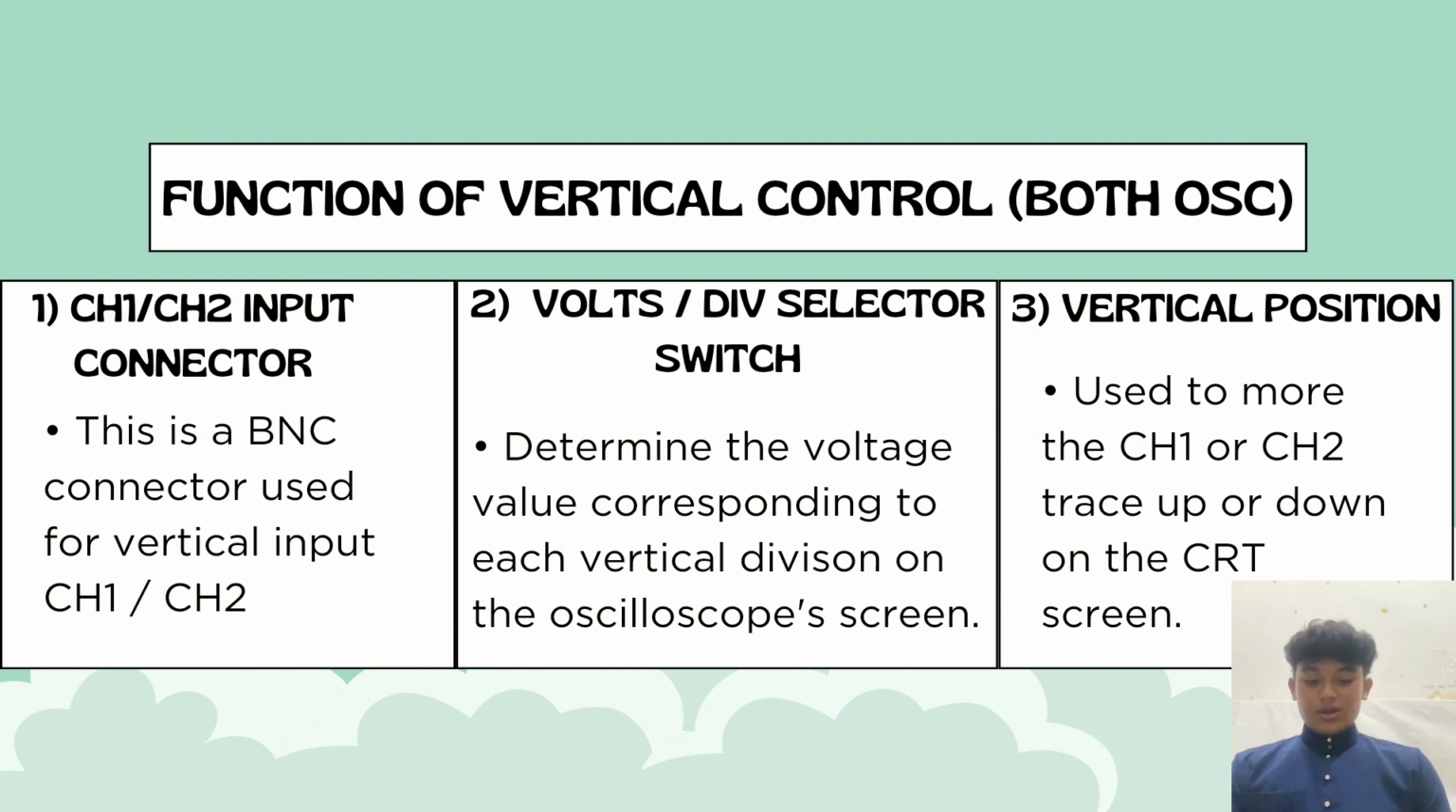Function of vertical control on the oscilloscope. First, CH1 or CH2 input connector. This is a BNC connector used for vertical input CH1 or CH2. Number 2, volts per DIV selector switch. It determines the voltage value corresponding to each vertical division on the oscilloscope screen. Number 3, vertical position. Used to move the CH1 or CH2 trace up or down on the CRT screen.